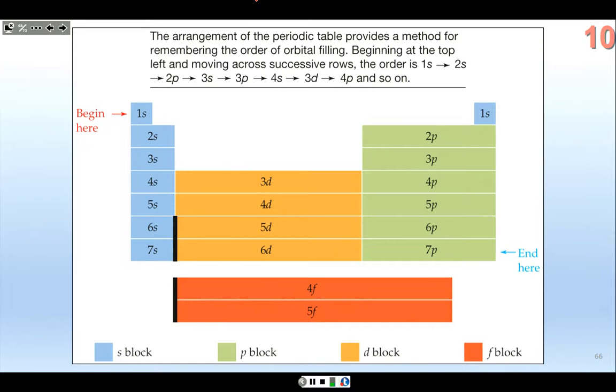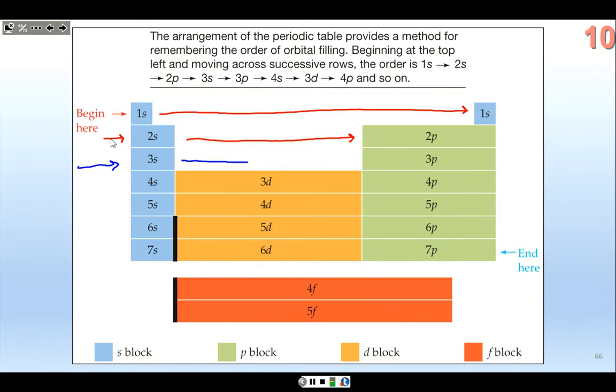You go from 1s, and when that's full, then to get to the next larger element at atomic number, we have to go to 2s, and from there we go to 2p. When those orbitals are full, then next we'll come around to 3s. When those are filled, the next ones to come will be 3p. When the 3p subshell is filled, we go to 4s.